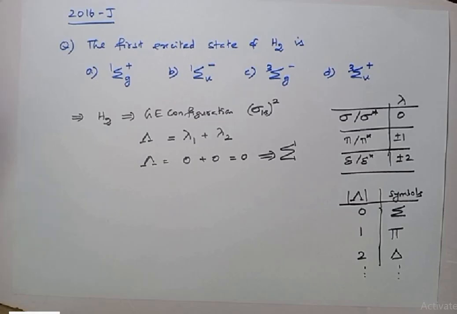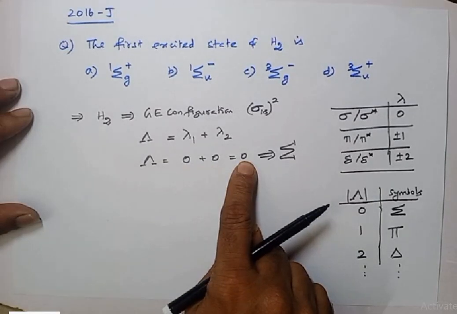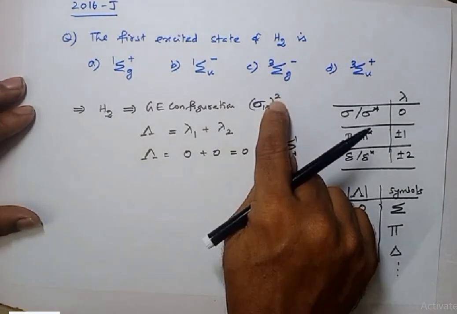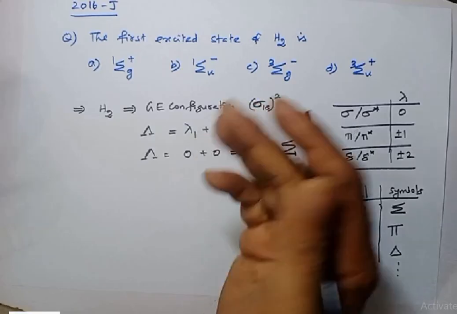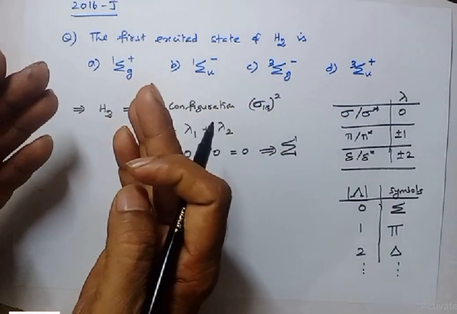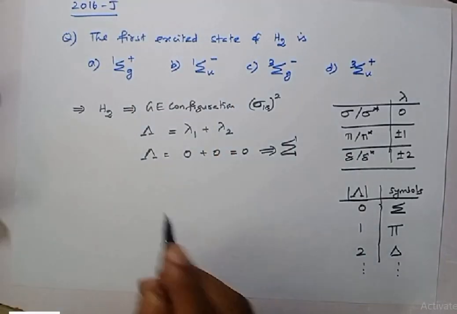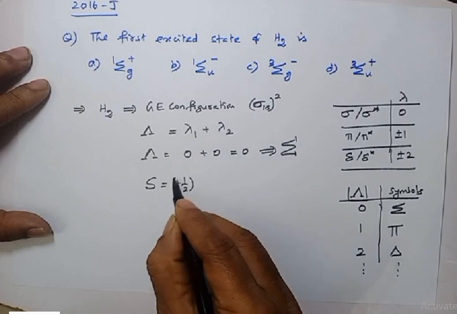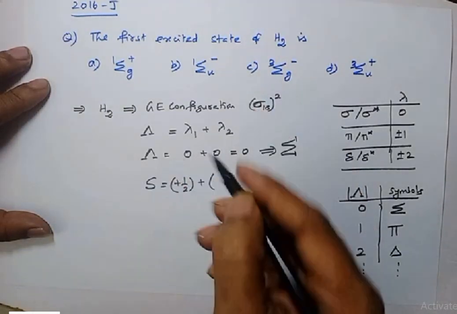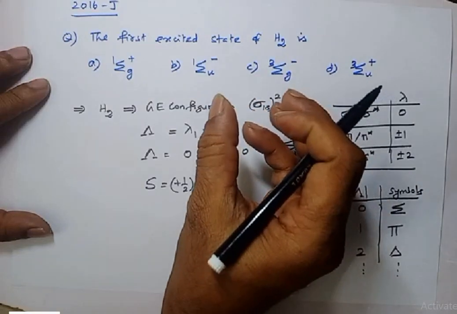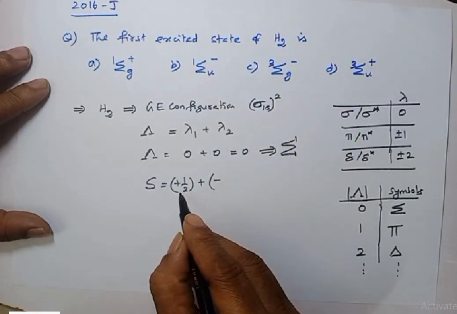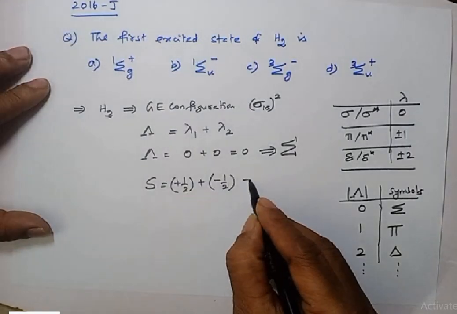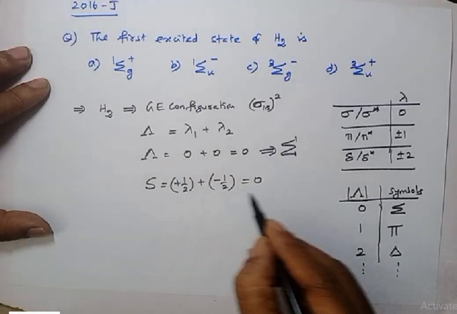Okay. Now, since lambda is 0, it corresponds to a sigma state. And both the electrons are present in the same molecular orbital. You know very well, in the same molecular orbital, the two electrons must have opposite spin. So total spin is the spin of electron 1, that will be plus half, then the spin of electron 2, which is present in the same orbital, so it should be spin paired. Spins paired means one is plus half, the other is minus half. So if I add these two, I will get that S is equal to 0.